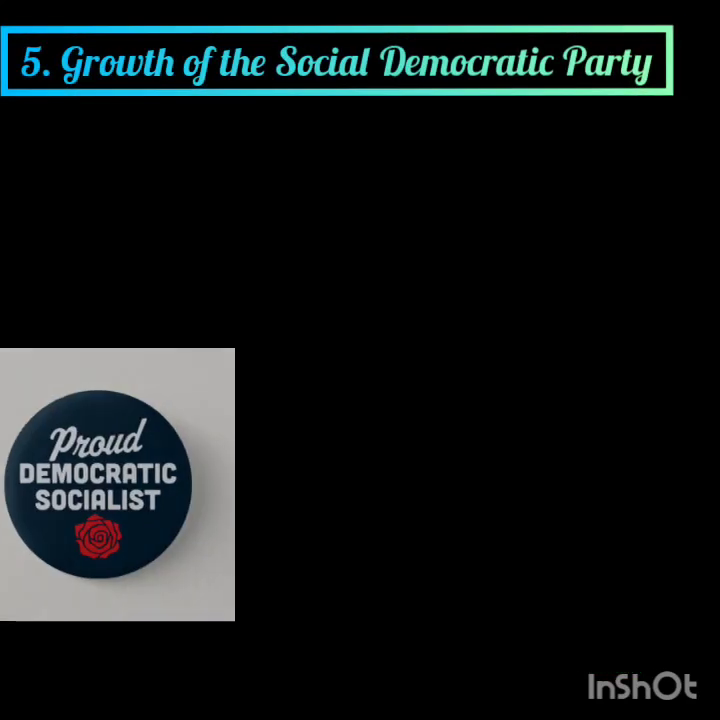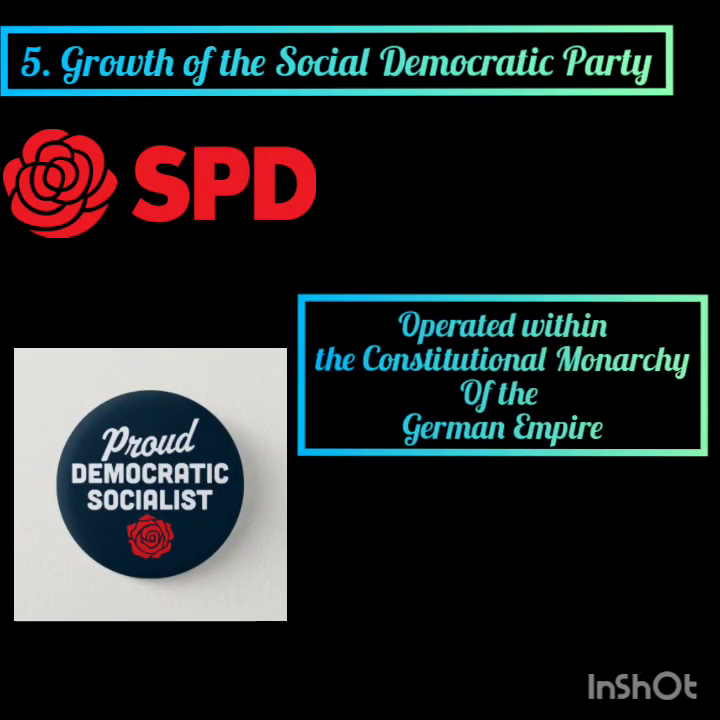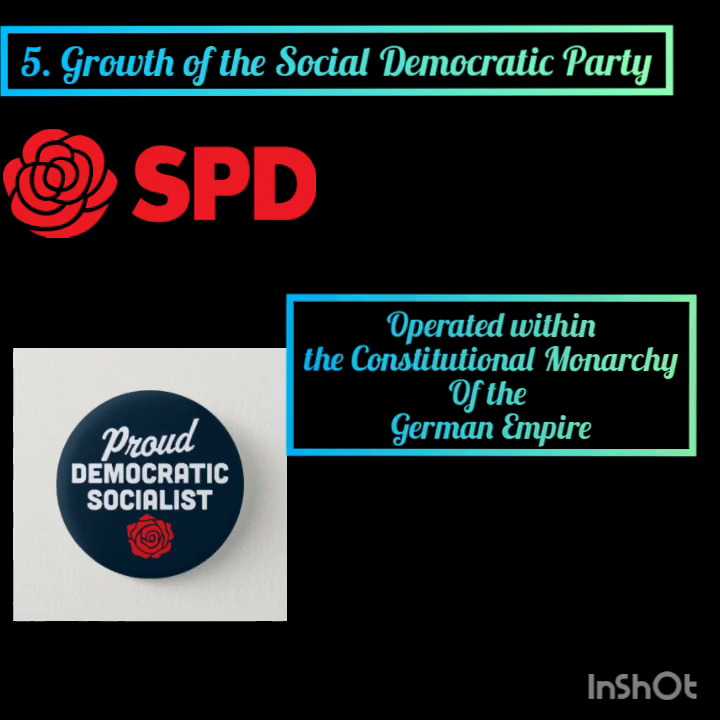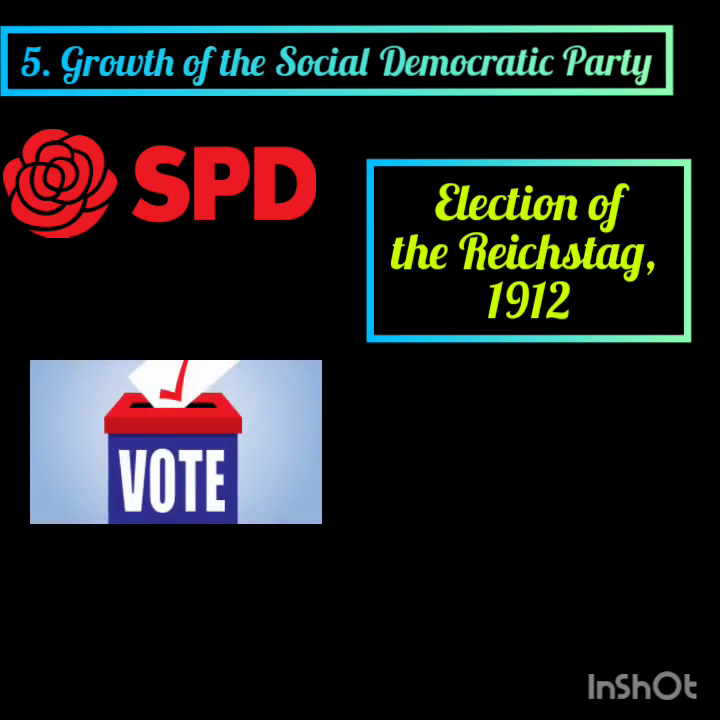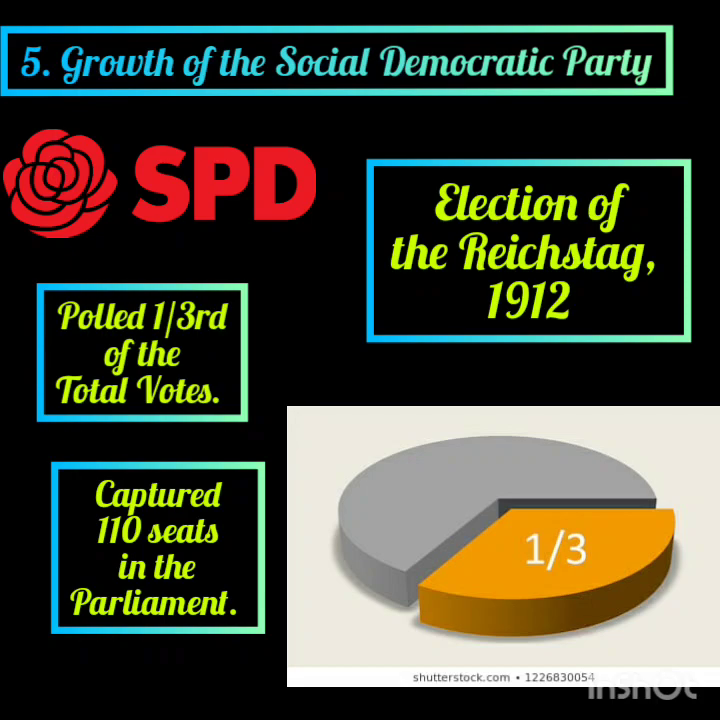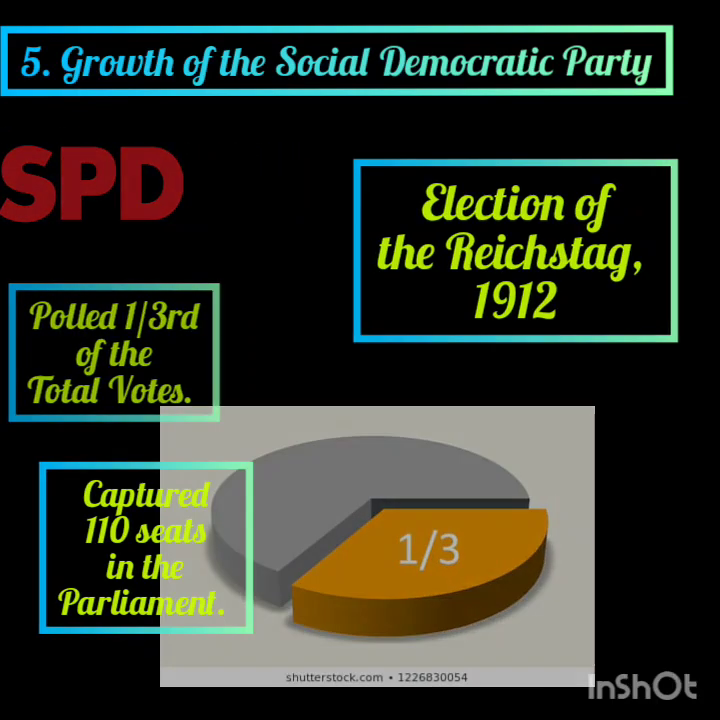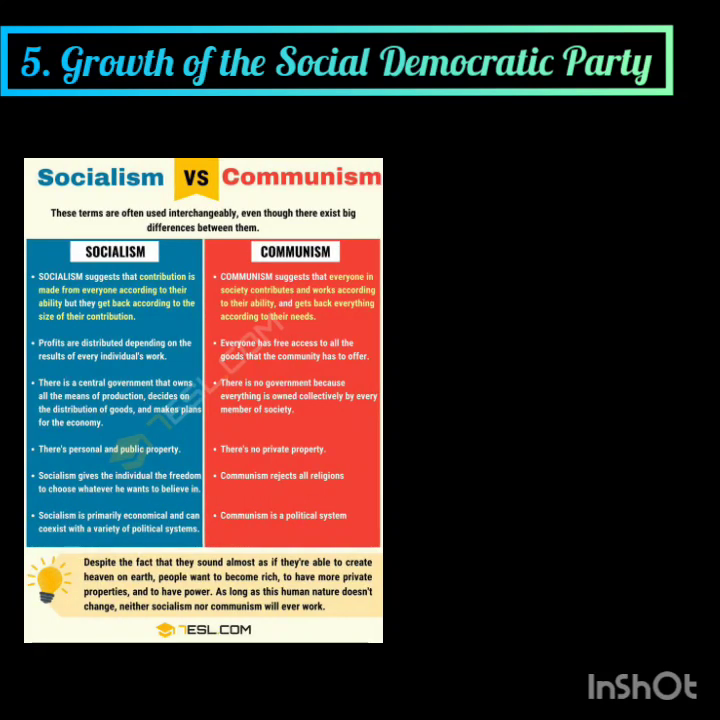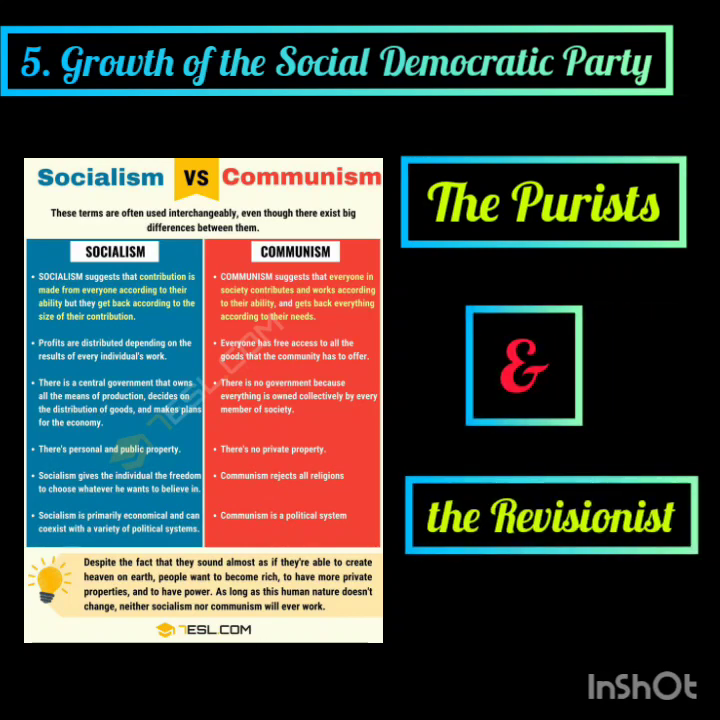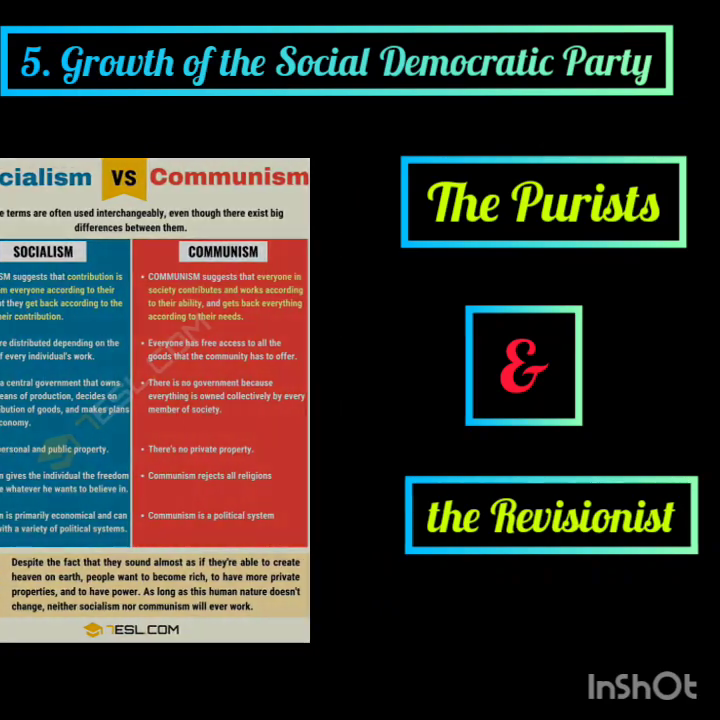Now let us see the growth of the Social Democratic Party. The Social Democratic Party operated within the constitutional monarchy of the German Empire. The party grew from strength to strength. In the election of the Reichstag in 1912, they polled 1/3 of the total votes. They captured 110 seats in the parliament. The socialists differed from the communists, but the socialists themselves were ideologically divided into two factions, the purists and the revisionists. The Social Democratic Party stuck to the purist ideology.